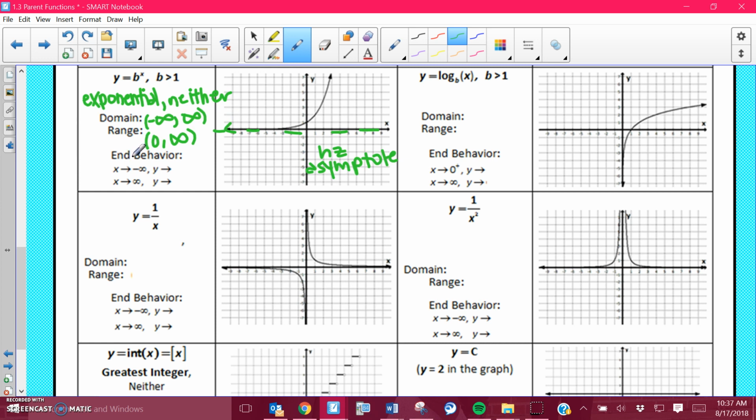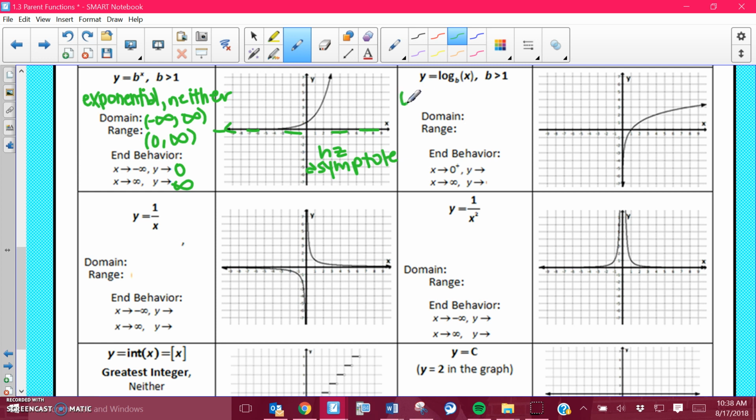Okay, the end behavior then, as I'm getting closer and closer to negative infinity, my y is going to end up going to 0. That's what it's getting closer and closer to. Whereas if I'm going up, then that one's going to end up being positive infinity.